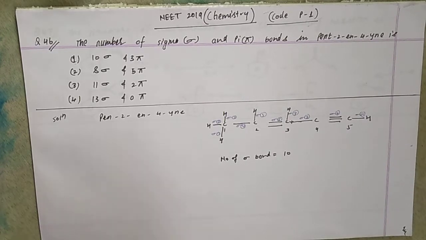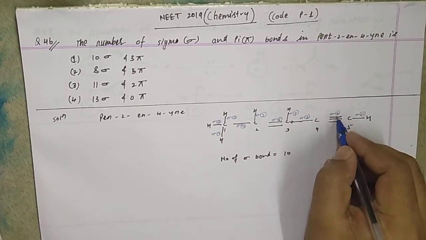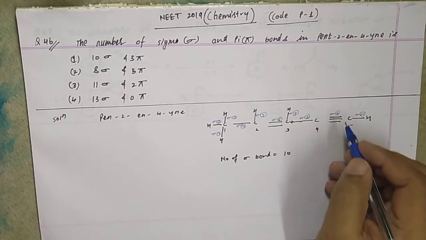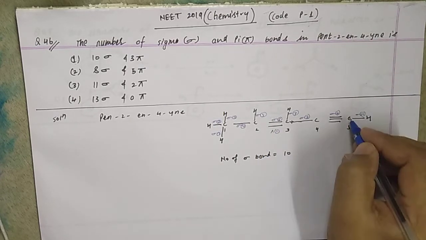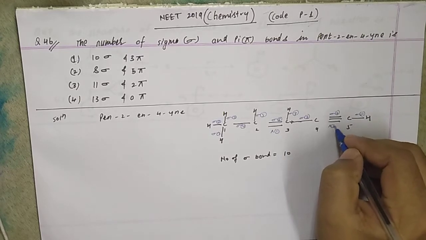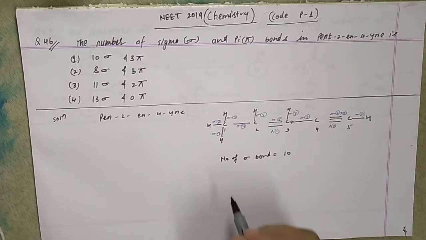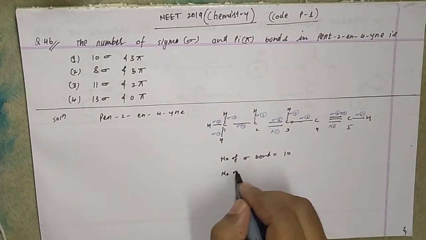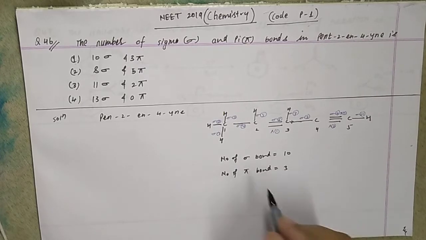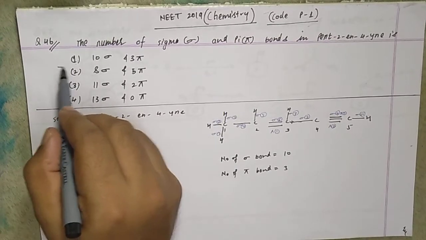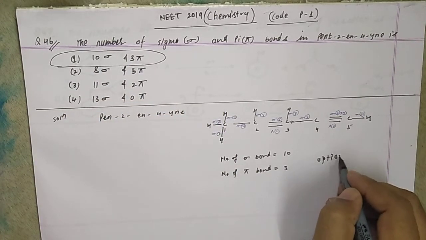Now we have to count the number of pi bonds. A double bond has 1 pi bond, and a triple bond has 2 pi bonds. So here is pi 1, here is pi 2, and upside pi 3. So the number of pi bonds is equal to 3. So this is matching with option number 1. So the correct option is option 1.